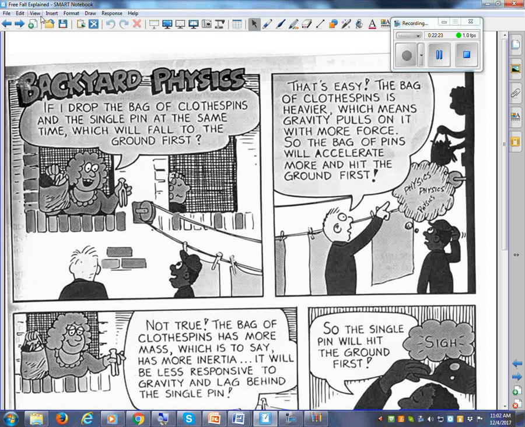Alright, so Galileo showed that falling objects accelerate equally, regardless of their masses. This is strictly true if air resistance is negligible. Now that's a word we're going to use a lot. What does the word negligible mean?